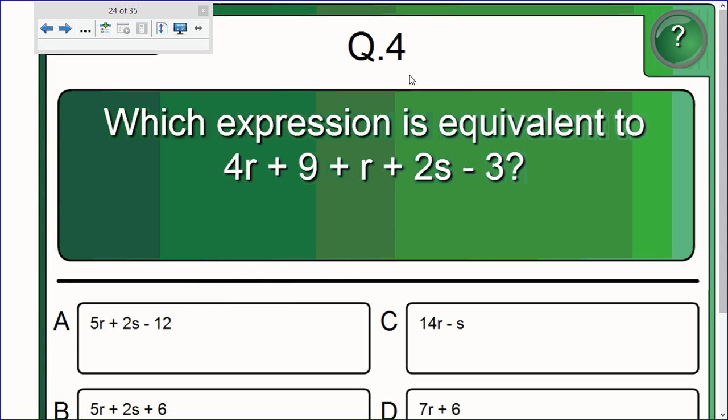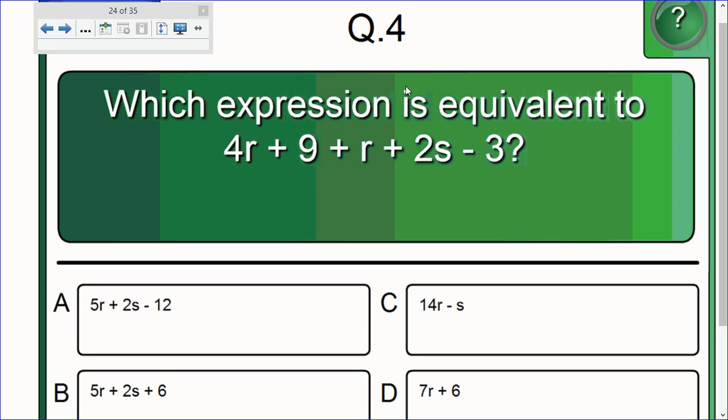Which expression is equivalent to 4r plus 9 plus r plus 2s minus 3? All right, we got some different choices here. So I see 9 plus 9 and a minus 3. Well, if I had 9 and I'm taking away 3, then that leaves me with 6. So automatically, I'm going to look at my answer choices and I'm going to look which one has plus 6. So B and D would be the first two I would look at.